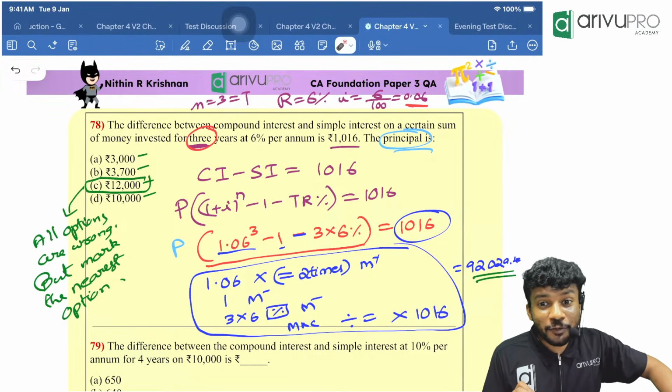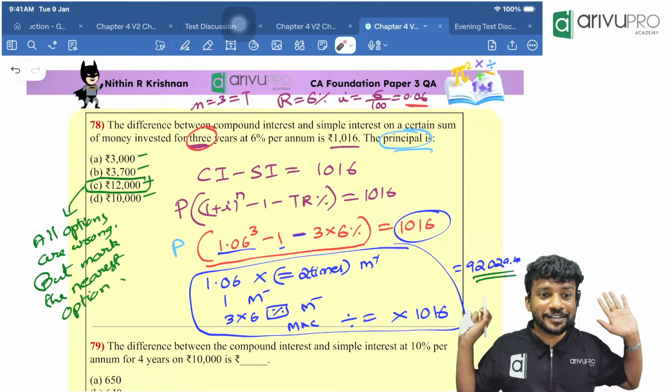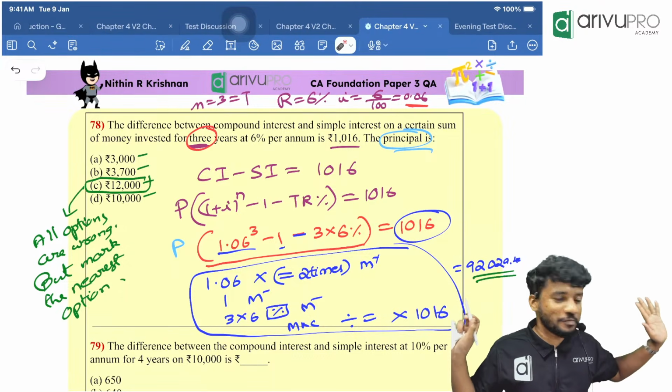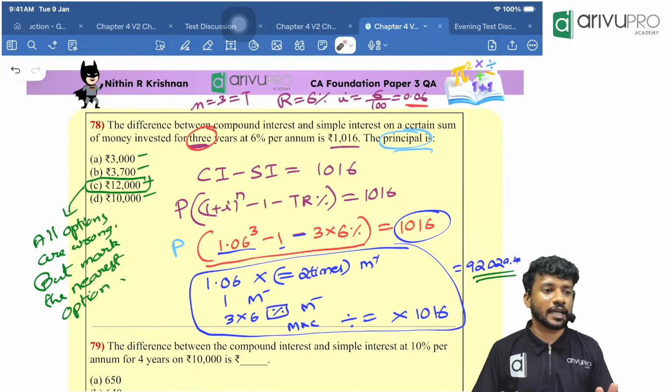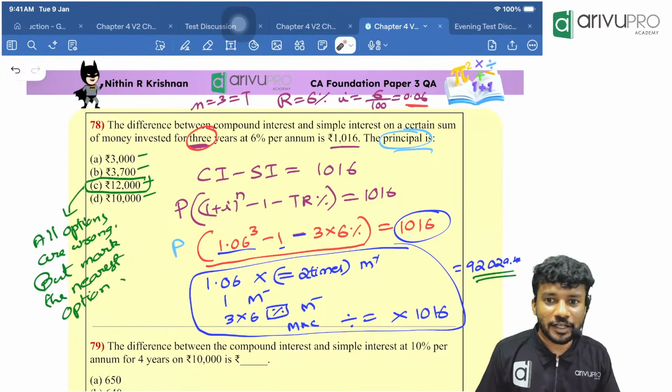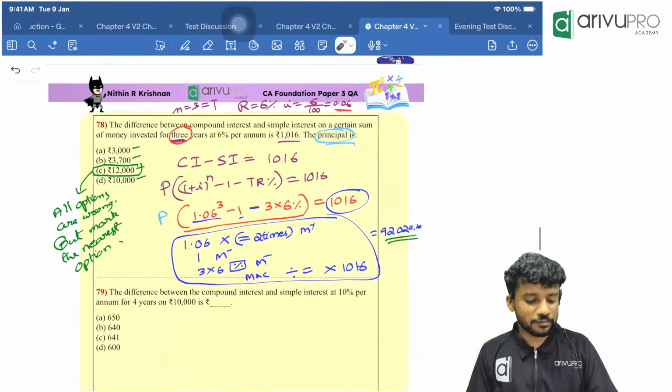Do you know when the question paper is easy, when the question paper is difficult? You will be like, everything is difficult. Yes, so mark the nearest answer. Okay, understood what I have done here? Clear? Sure. Good.